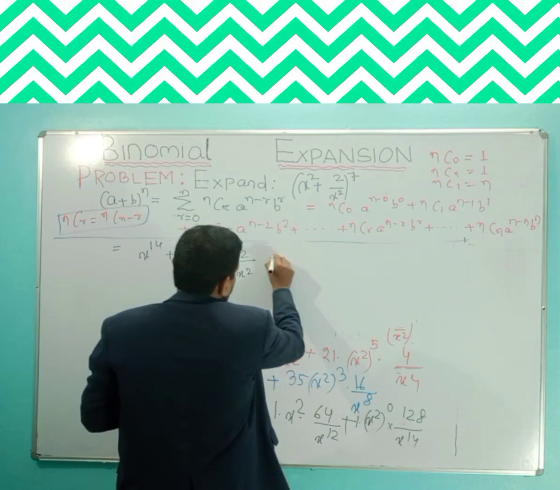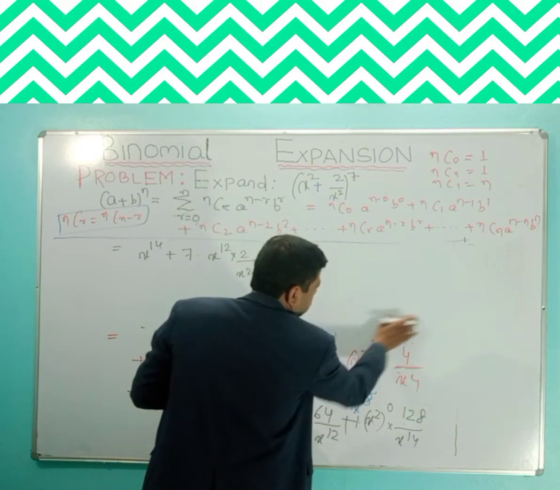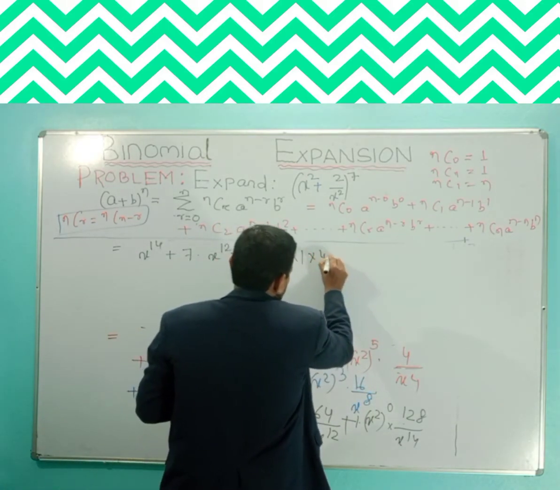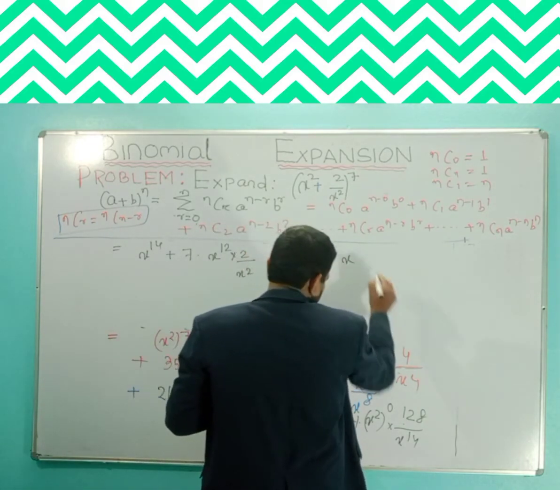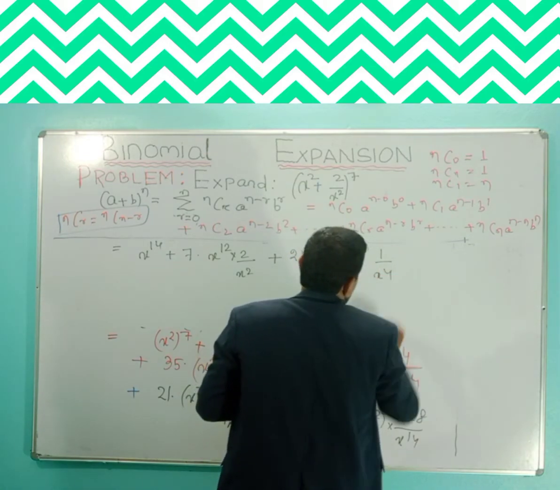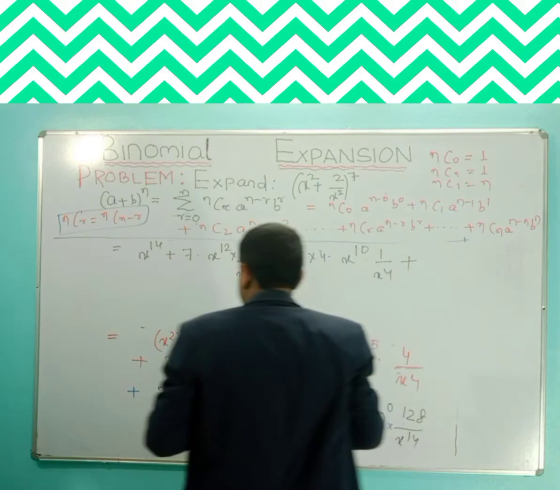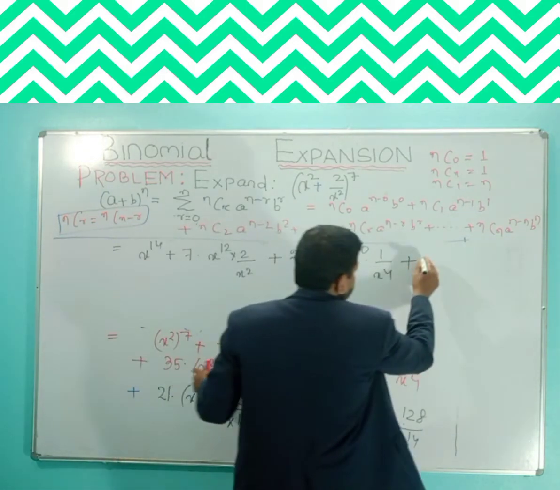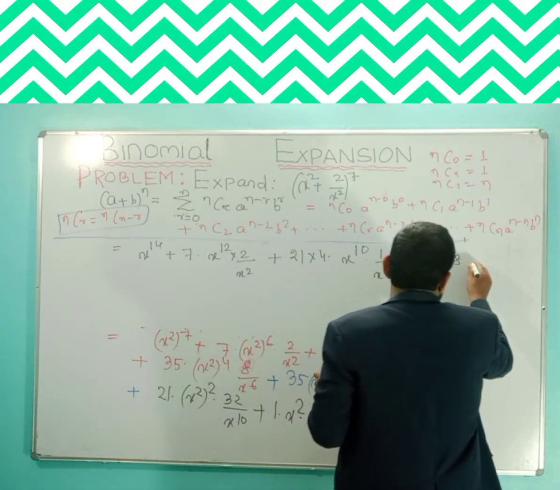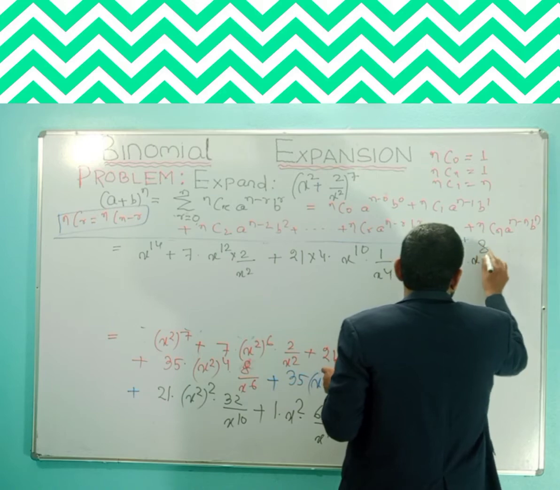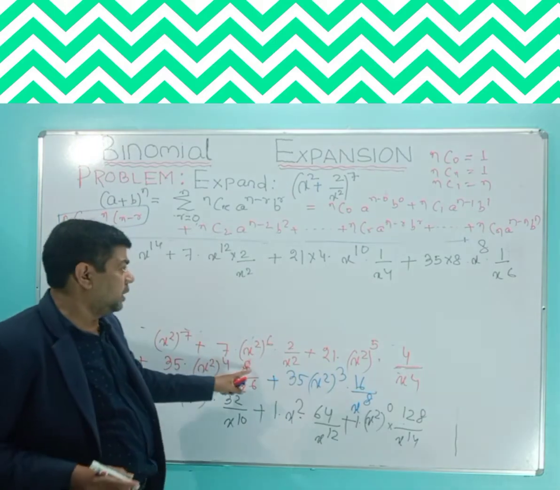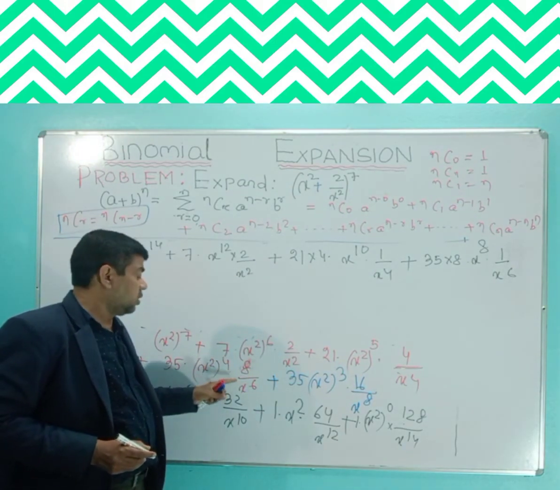Yes. Plus 21 into, look at here. Here 21 into 4. Let us arrange the numbers, and into x to the power 2 5 are 10 into 1 upon x to the power 4. Yes. Plus after that 35 into 8 into x to the power 2 4 is 8 into 1 upon x to the power 6. Look at here, 35 here 8 and x to the power 2 4 is 8 and x to the power 6.